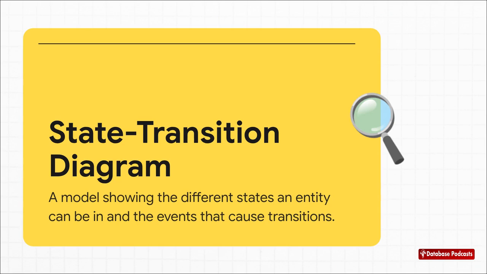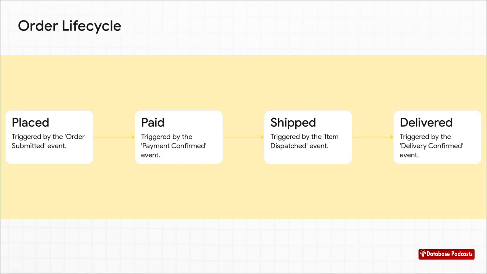And the tool for that job is called a state transition diagram. Honestly, the best way to think of it is like a flow chart, but for your data. It perfectly maps out every possible status or state an order can be in. And just as importantly, it defines the one and only event that can move it from one state to the next. So if we look at our order, the order submitted event moves it into the placed state.